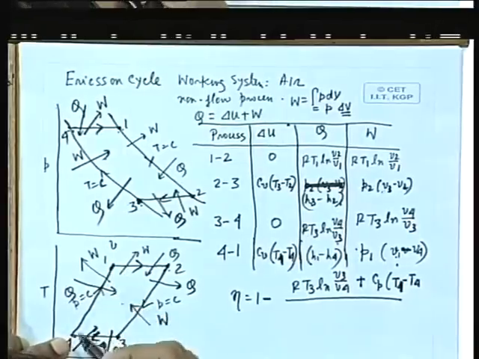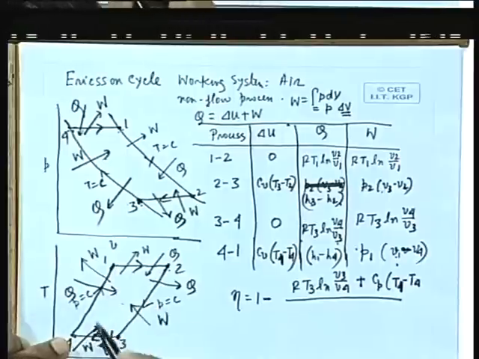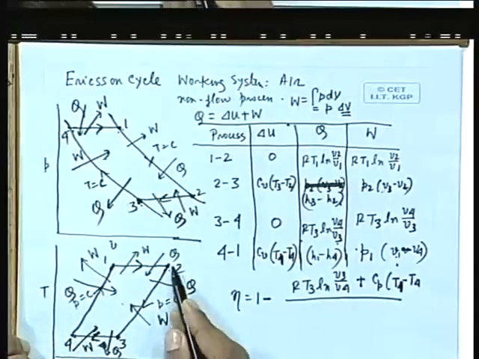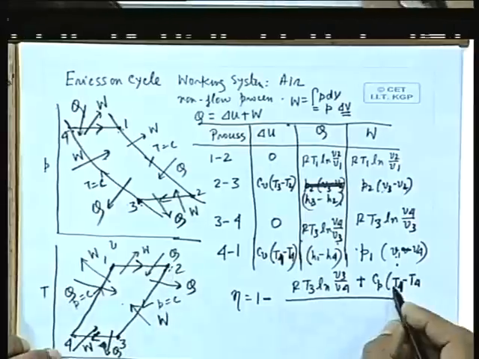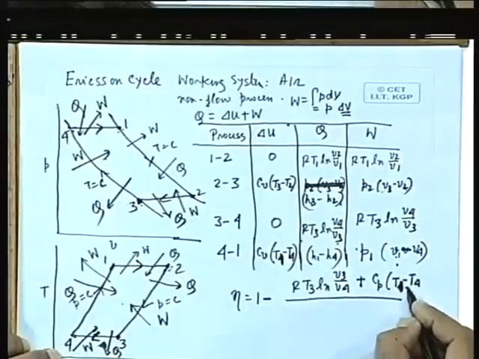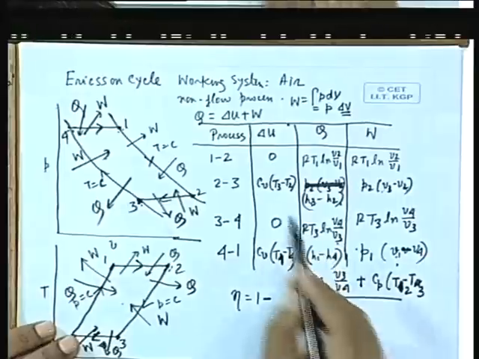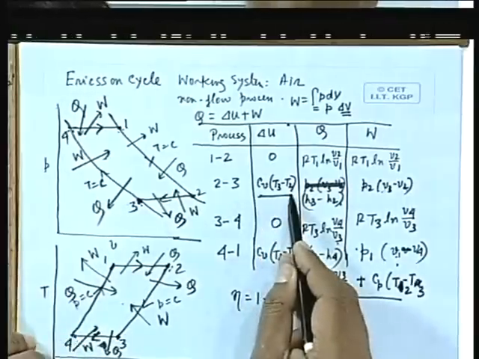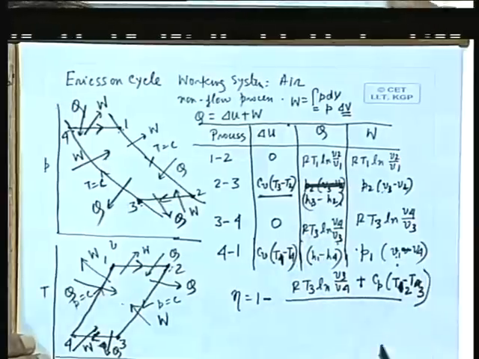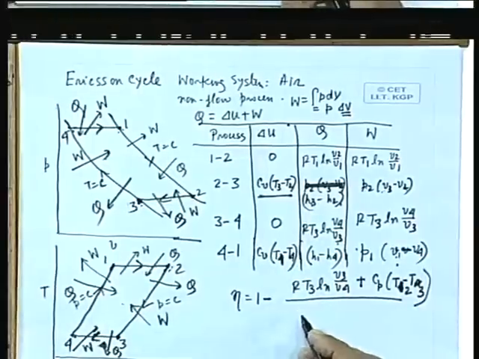So therefore in process 4-1 heat is being supplied, not rejected. Heat is rejected in the process 2-3. So it will be Cp (T2 minus T3). Here I take T2 minus T3 as a positive value, divided by the heat added.